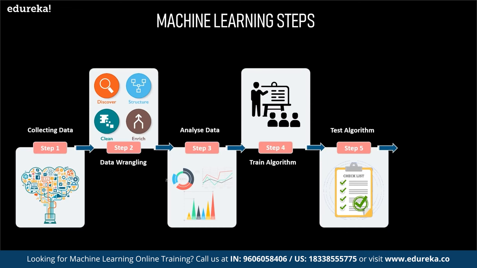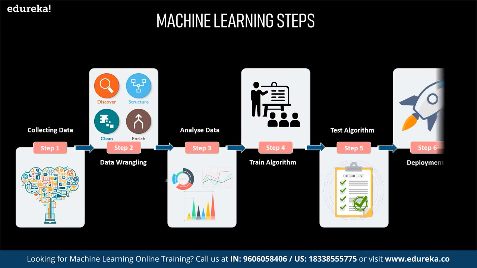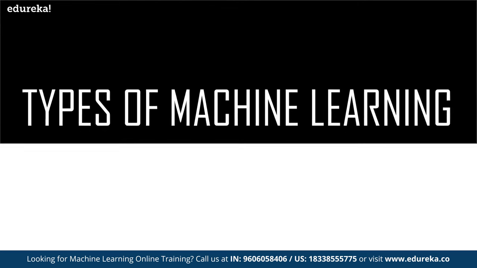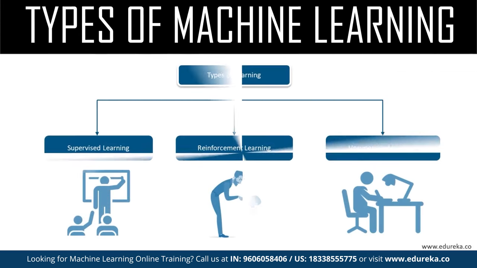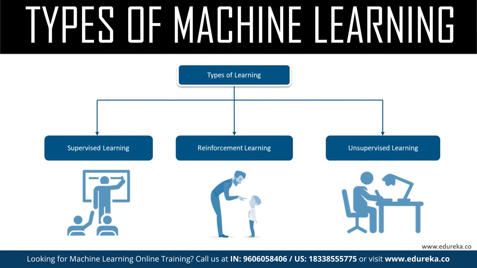Now if the speed and the accuracy of the model are acceptable, then the model should be deployed in the real system. After the model is deployed, based upon its performance, the model is updated and improved. And if there's a dip in the performance, the model is retrained. Now machine learning is subcategorized into three types: supervised, unsupervised, and reinforcement learning.